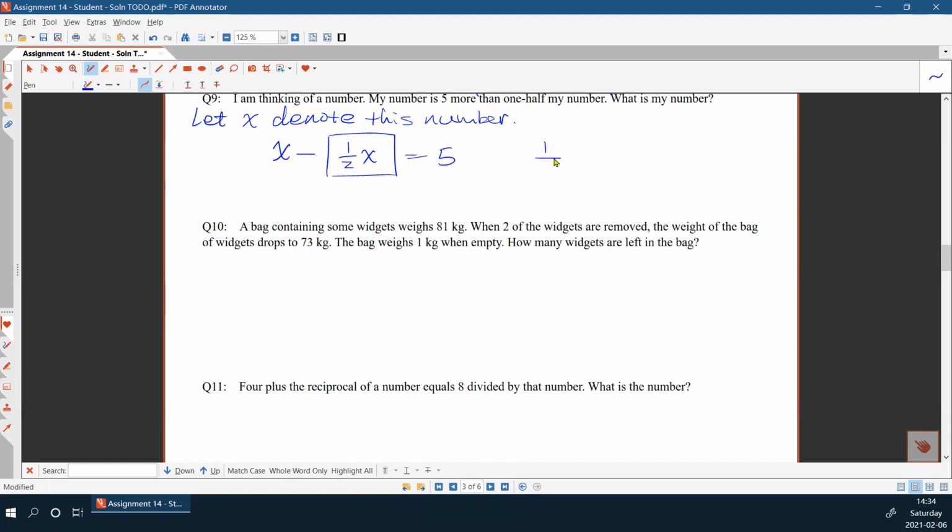So this means 1/2 of x equals 5, and this gives you x is 10, correct? So x is 10 means this number is 10. Okay, so let's make the conclusion here. Therefore, this number is 10, right?